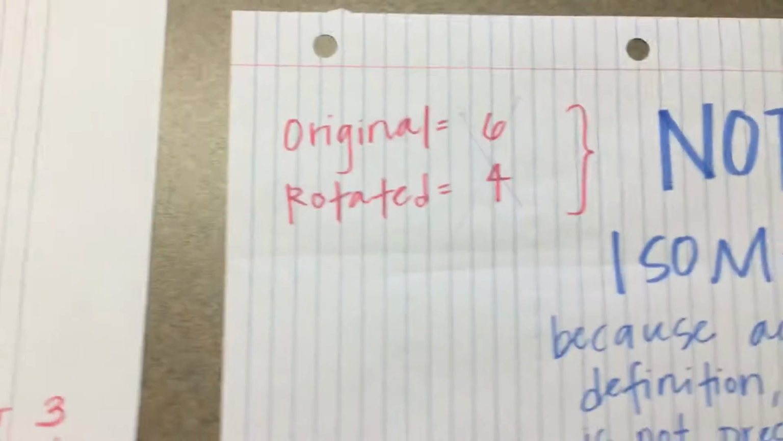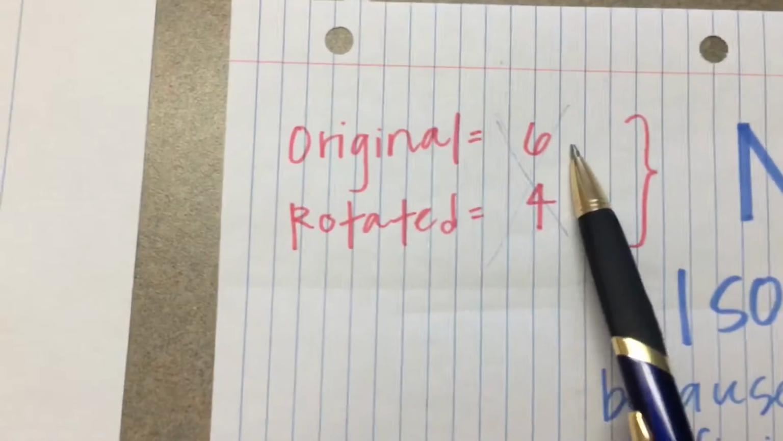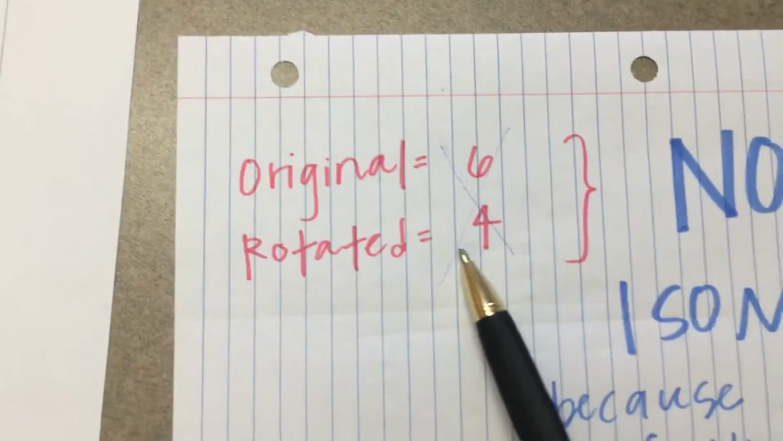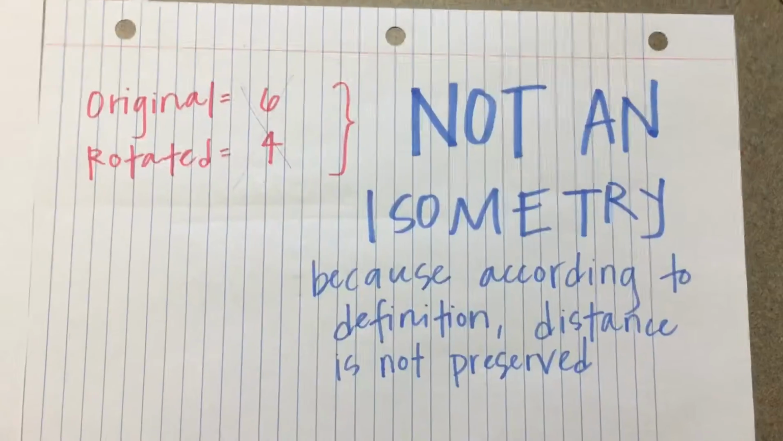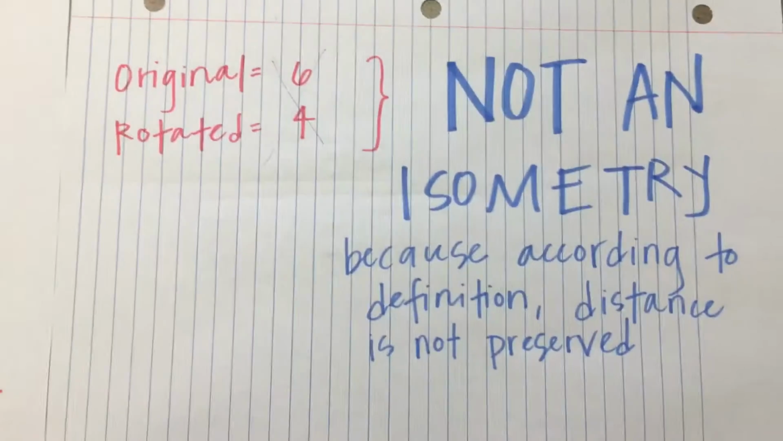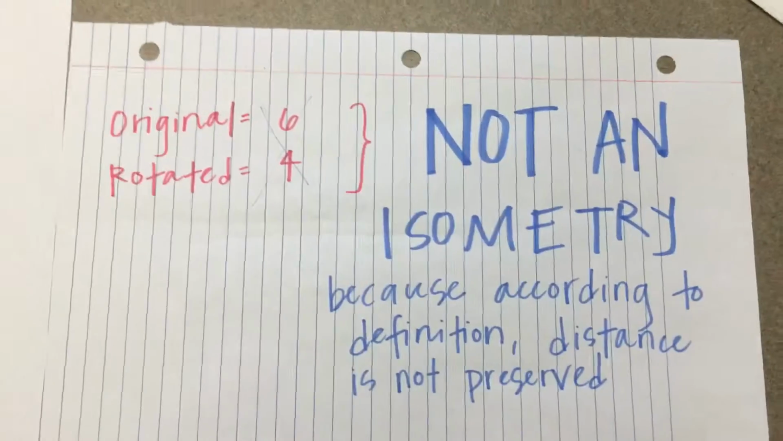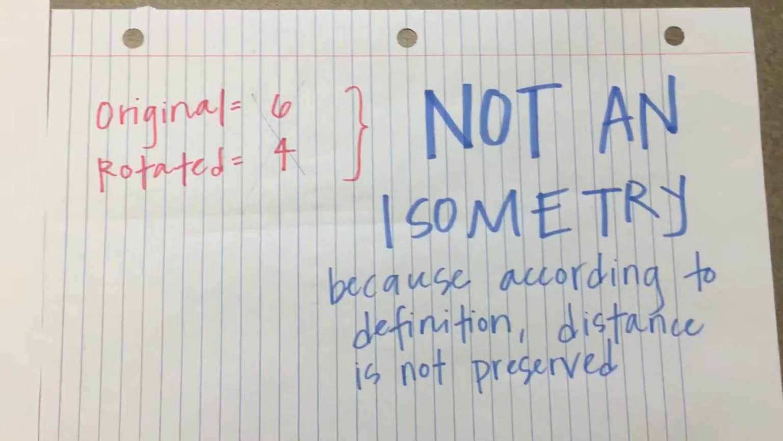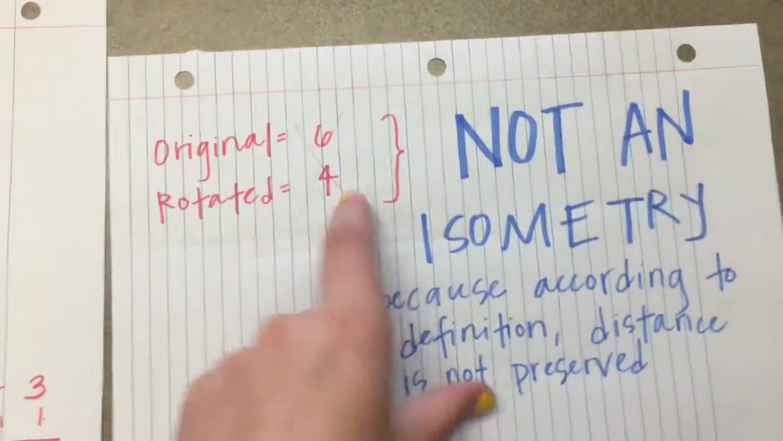Now, looking back, the original distance between the unrotated points was 6, and the new distance is now 4. This hereby proves that it is not an isometry because, according to the definition, all isometries have to have the distance preserved. Rotations are not always isometries because the distance here changed when rotating it 1/8.